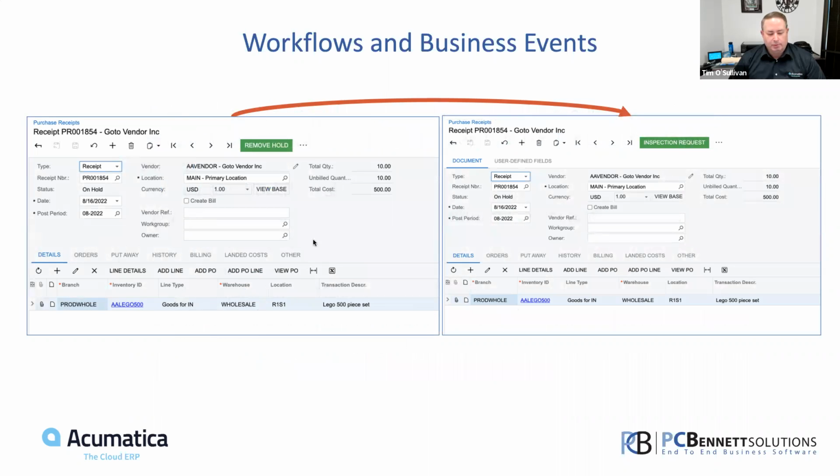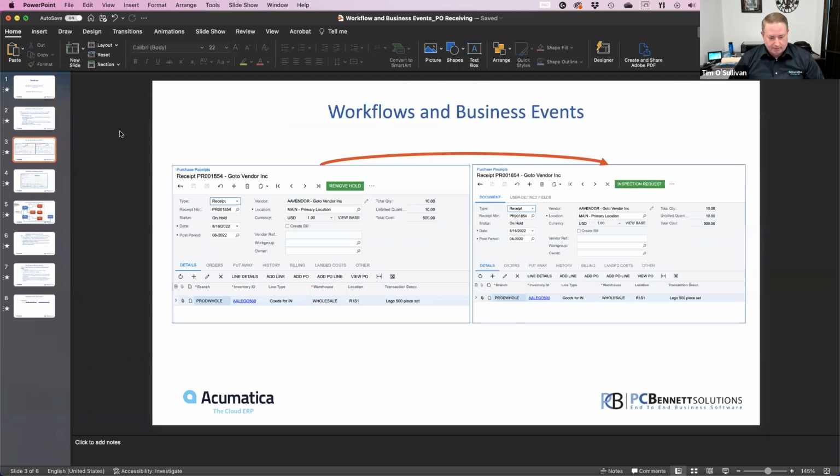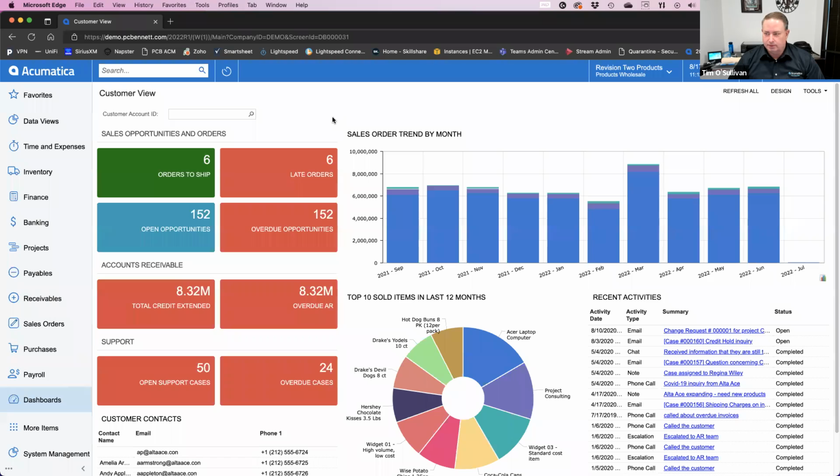This would be the normal purchase receipt screen. When you come in, depending on how you have your configuration set, it can come in on hold and you get the remove hold button. What we want to do is take that out of the mix and change the out-of-the-box workflow to show an inspection request button that will allow us to interact with the screen and these custom attributes to drive those business events. So I'm going to minimize that and we're going to jump right into the demo.